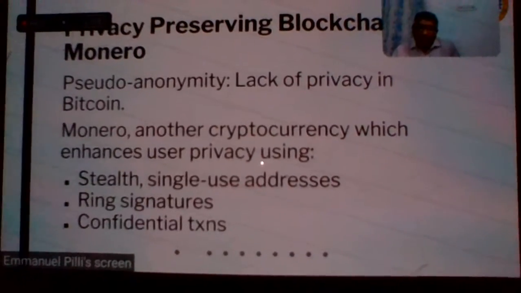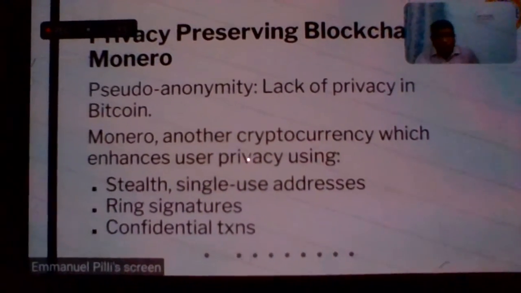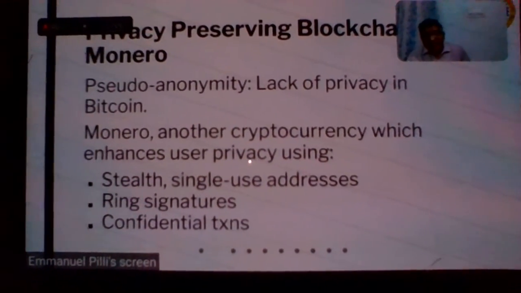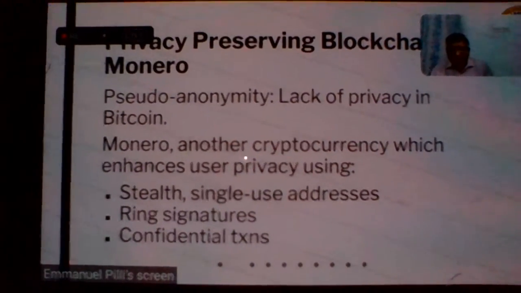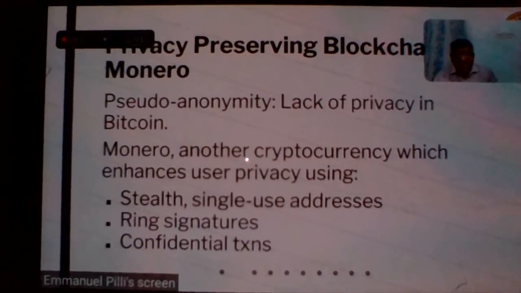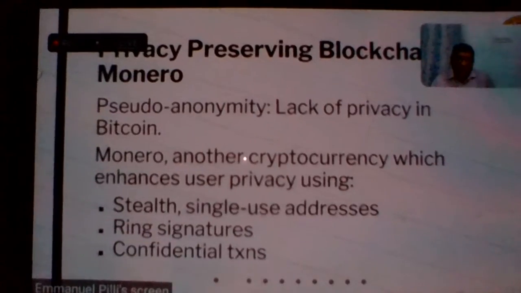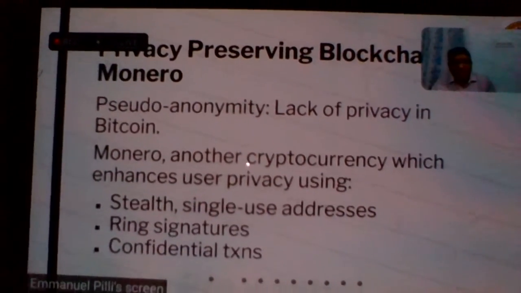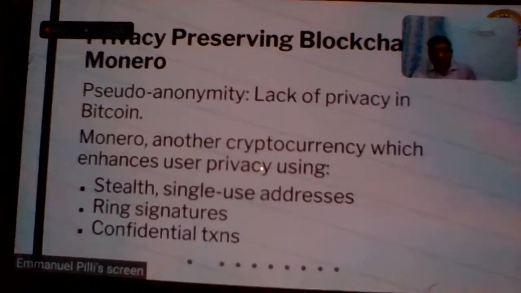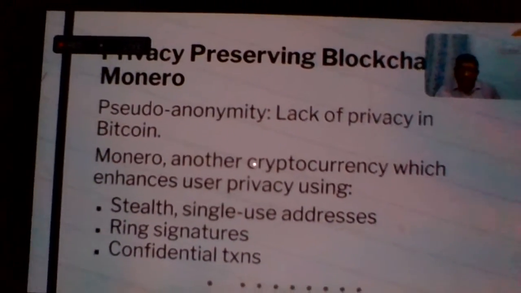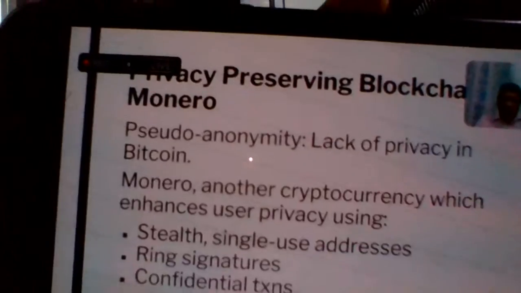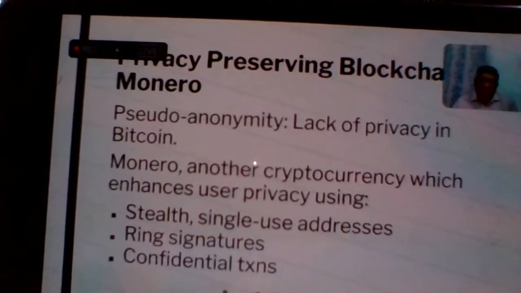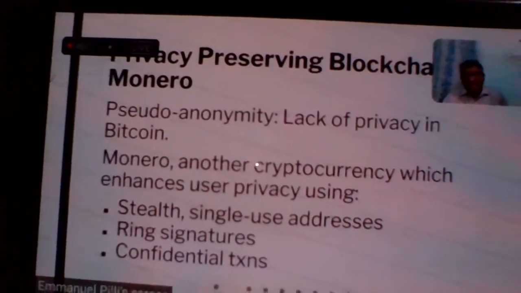So let me introduce one important concept before we go to atomic swaps. This is Monero. Monero is a privacy preserving blockchain because there are some privacy attacks which can happen, and there is a pseudo anonymity which is there. So Monero tries to create and enhance privacy using what are called stealth addresses or single use addresses. You can also have ring signatures and confidential transactions.